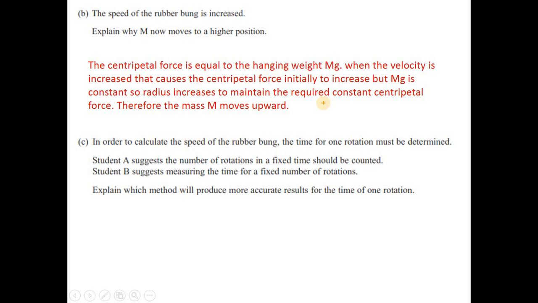In order to calculate the speed of the rubber band, the time for one rotation must be determined. Student A suggests the number of rotations in a fixed time should be counted. Student B suggests measuring the time for a fixed number of rotations. Explain which method will produce more accurate results for the time of one rotation. Student A is suggesting the number of rotations in a fixed time, and it will give you a problem.